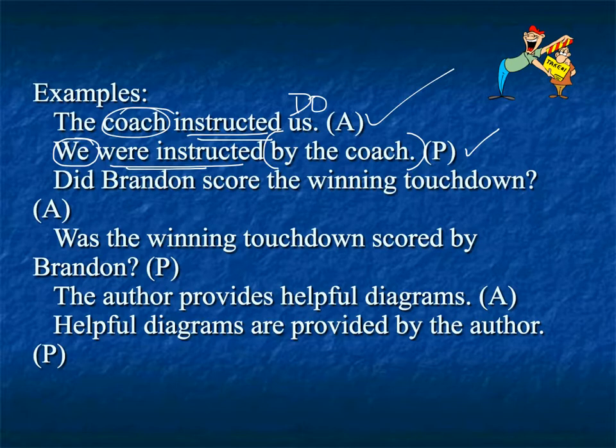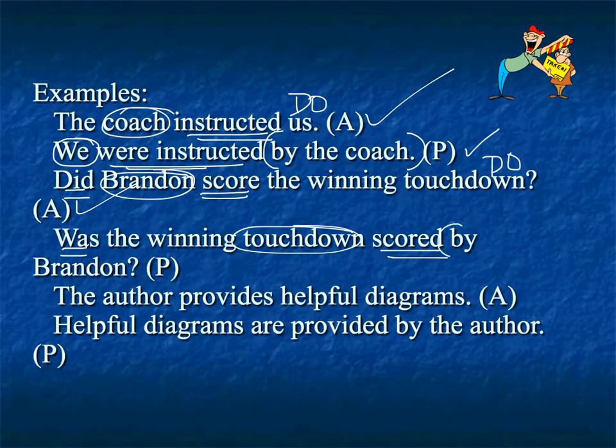The next one is an example of a question. Did Brandon score the winning touchdown? Did score is the verb. Brandon is the subject. Did score what? The winning touchdown. Verb is did score. Is Brandon doing the action of scoring? Yes, he is. Is he the subject? Yes, he is. Active voice. Was the winning touchdown scored by Brandon? Was scored is the verb. Touchdown is the subject. By Brandon is a prep phrase. Was the scoring done by the touchdown? No. Therefore, this is passive voice.